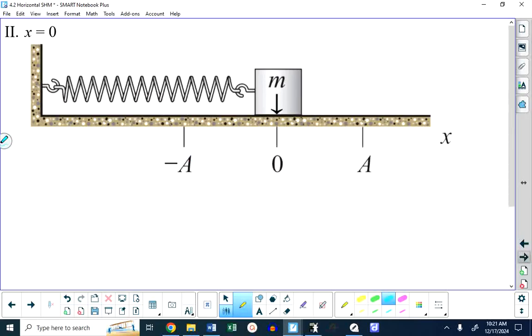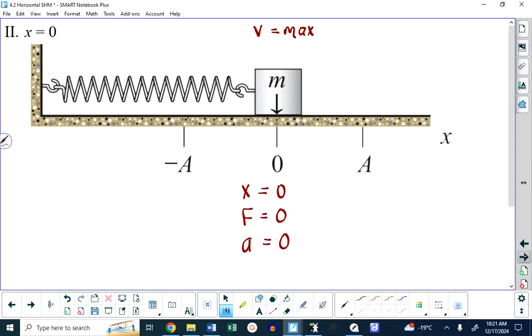When the object gets to here, what we know is that the displacement is 0, which means the force acting on it is 0, which means the acceleration is 0. And when I say the force, I mean the net force, I mean the spring force, I mean the applied force. They're all the same force. What's maybe counterintuitive is the right word. What's maybe counterintuitive here is that the speed is the maximum speed.